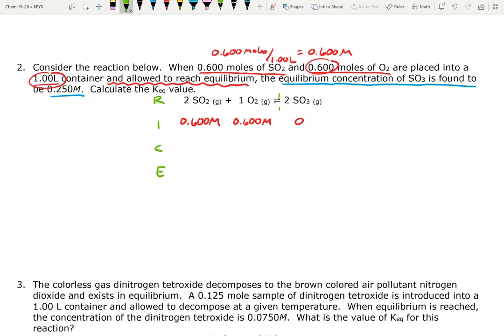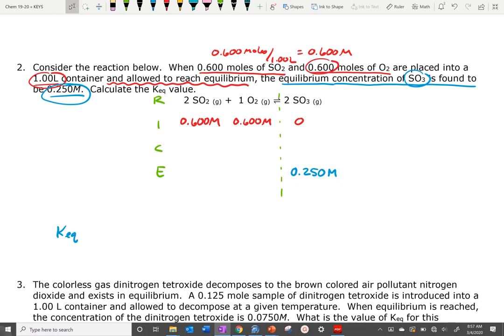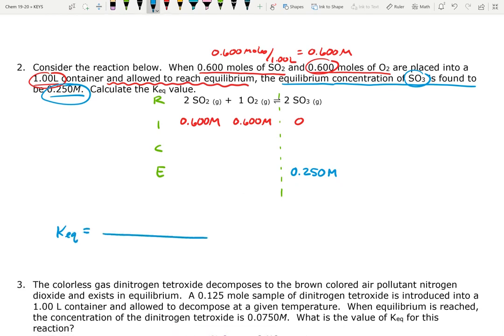And again, I'm going to kind of mentally divide my table here. The reactants are on the left side of that divider, the products are on the right. What else did they tell me? They told me that the SO3 concentration at equilibrium is 0.250. So that's going to go down here at the bottom for SO3, 0.250 moles per liter. And that's all they tell us. Find the K. All right. Looking ahead for my KEQ expression, my expression will be SO3 squared on top, on the bottom SO2 squared, and on the bottom oxygen.